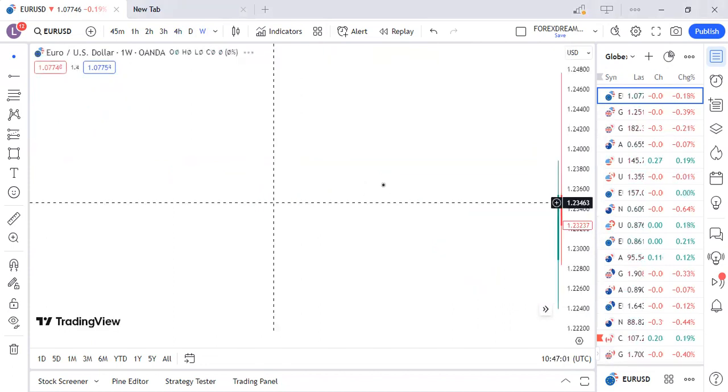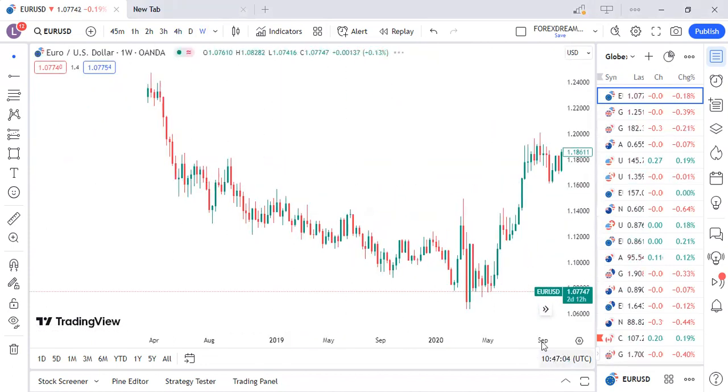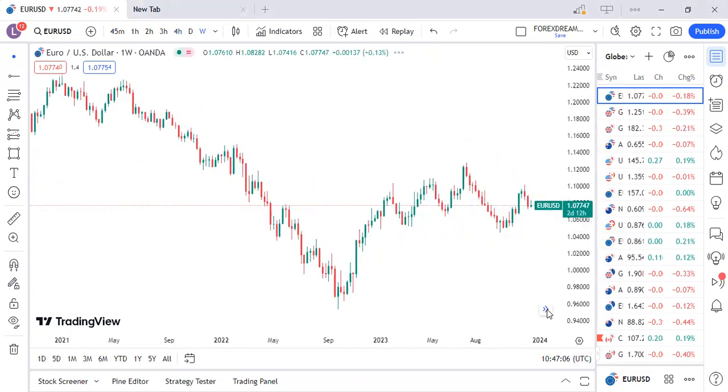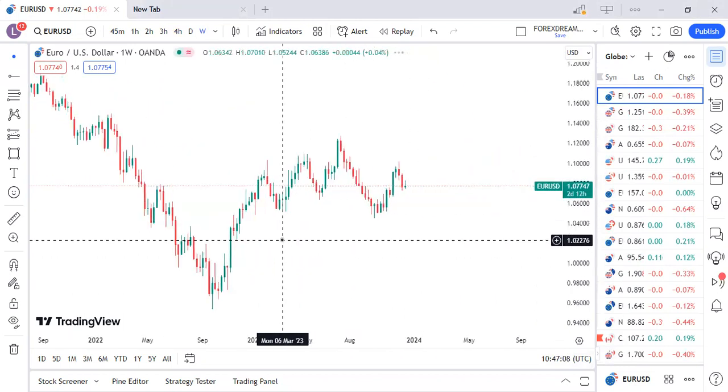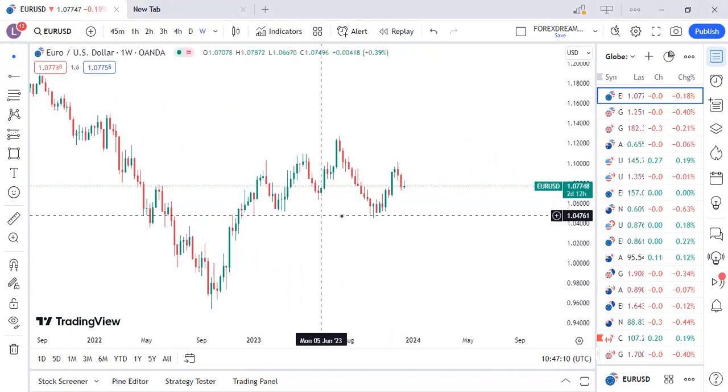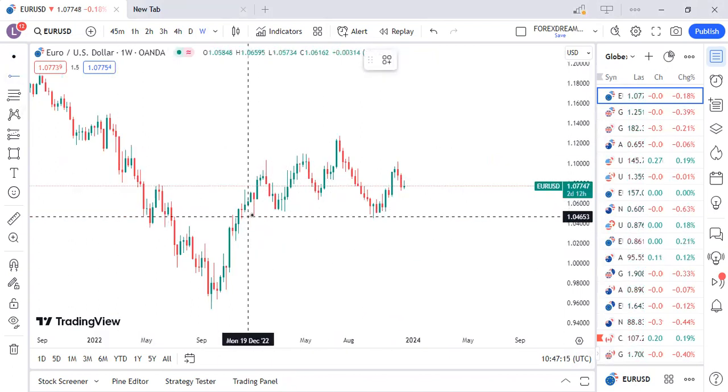Just give me a few minutes, and let's check it. Fine. This is my weekly time frame. What is it that you're going to be looking for here? You're going to look for support and resistance, isn't it? Sharp. Let's look for our support and resistance.